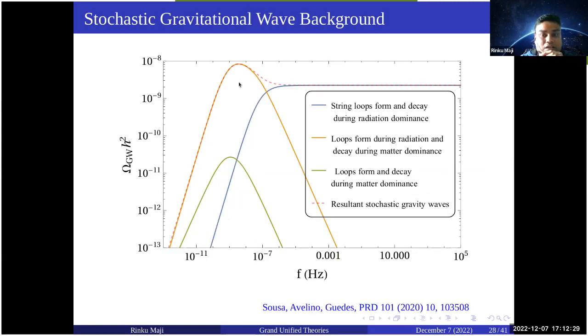And this orange part describes the gravitational spectra coming from the loops that are produced during the radiation dominated universe and decay during the matter dominated universe. And this small part describes the loops that form and decay during the matter dominated universe. So altogether we get this kind of spectra.